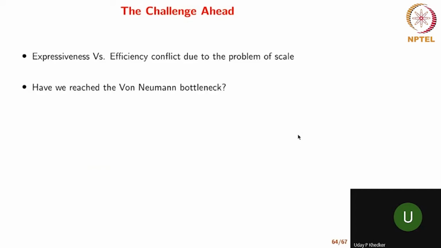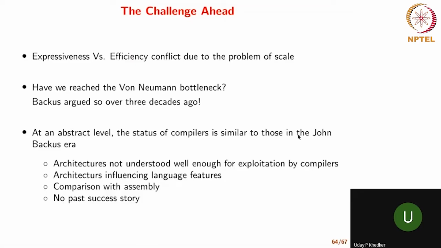So have we reached the von Neumann bottleneck? John Backus argued about it over 3 decades ago. He was actually very disappointed with the Fortran compiler and sequential model. He used to say that we've reached this bottleneck. We need to design better languages and better compilers. And here's the interesting thing.